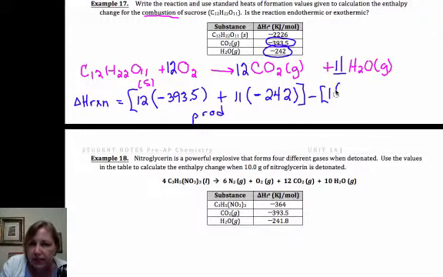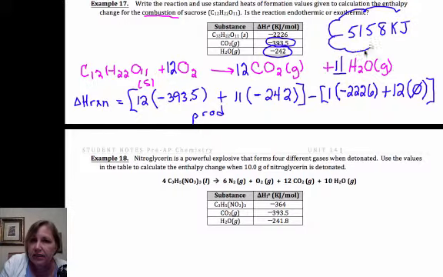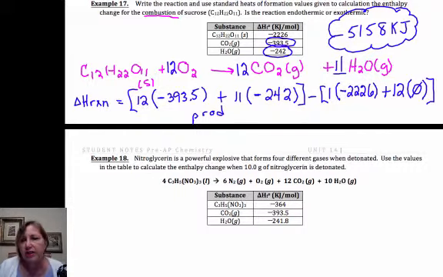We have 1 sucrose, it's minus 2226. Now, I'm going to make a silly point here. We have 12 oxygens, but that's oxygen gas, and elements at their natural state at standard ambient temperature and pressure, their enthalpy of formation is 0. So if you do that algebra, you should get minus 5158 kilojoules, which is logical that it'd be exothermic. Exothermic because it's a combustion. Combustion gives off heat, right?